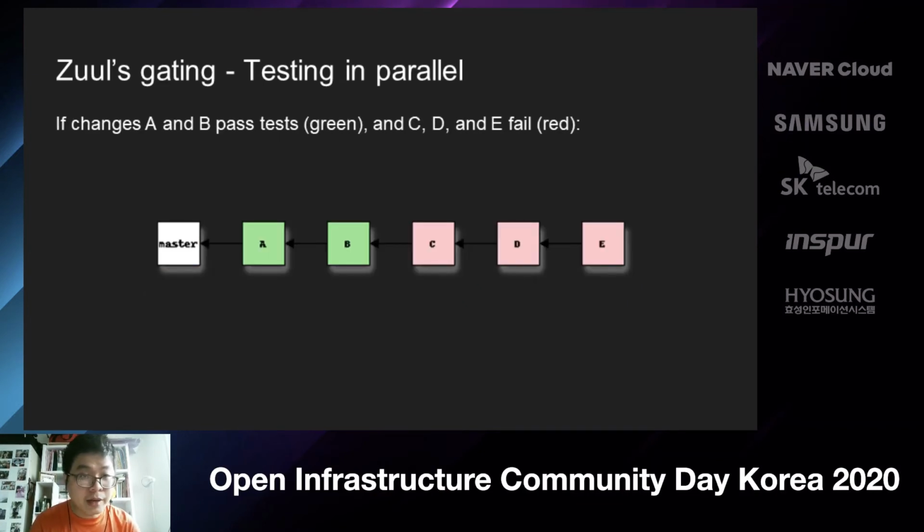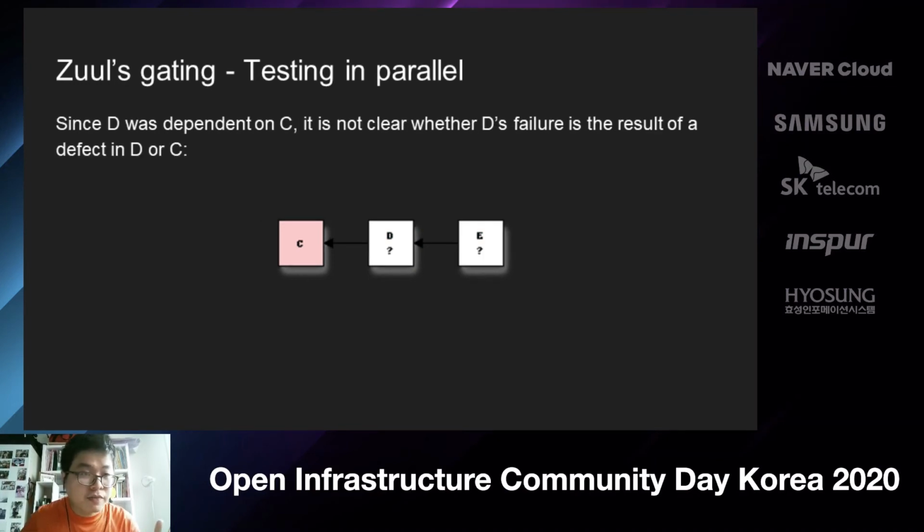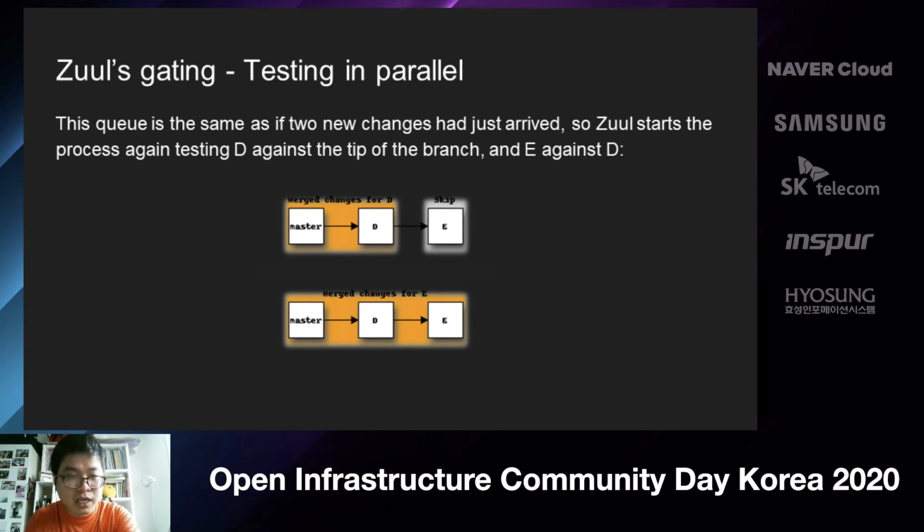If changes A and B pass testing and C, D, and E fail, for example, in this scenario, Zuul will merge change A followed by B and leave the failed tests there. And since D depends on C, it's not clear whether D's failure is a defect in D or in C. So if C fails, it will report its failure and drop C from the queue, keeping D and E. I mean, if C, D, and E fail, it will drop C and keep D and E.